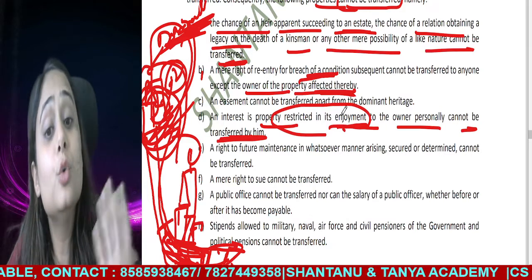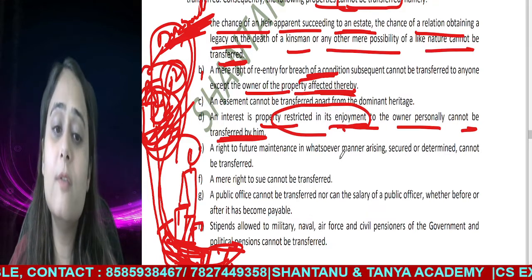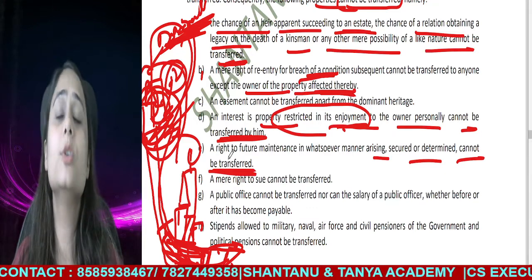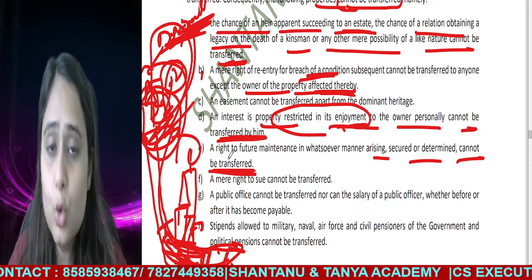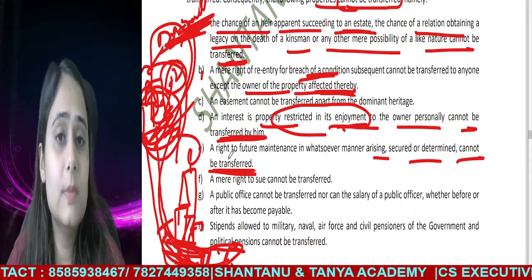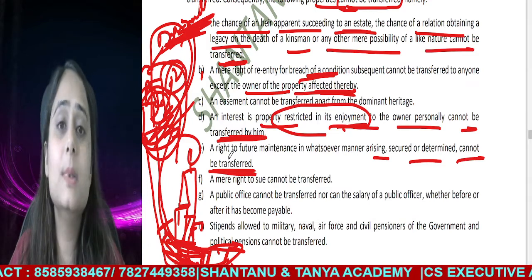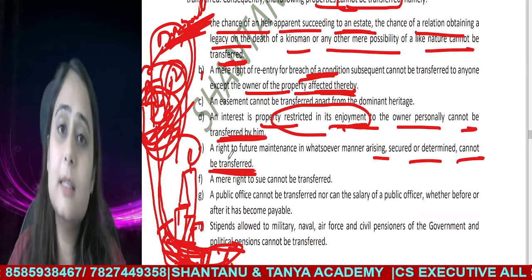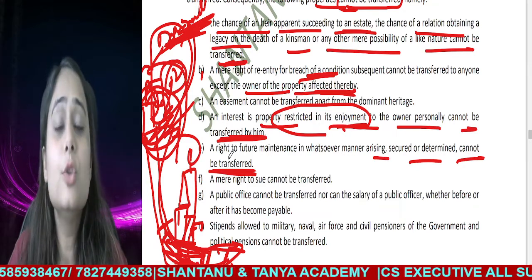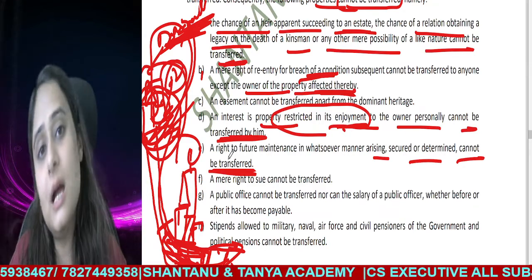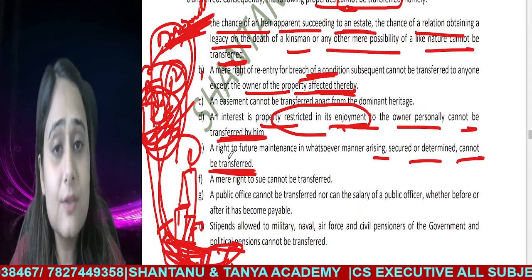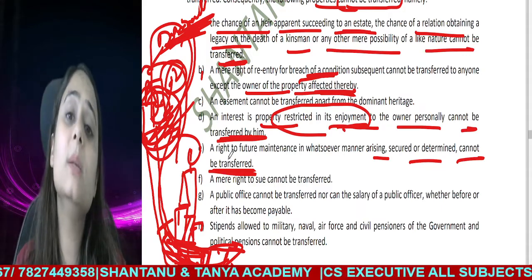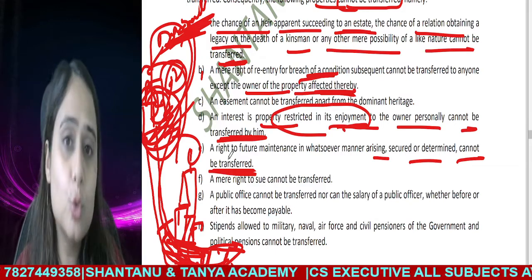A right to future maintenance, in whatsoever manner arising, secured or determined, cannot be transferred. Suppose, through court, a particular person has been given the order to pay monthly maintenance to his wife, right? So this has been assigned to the husband, and he cannot transfer his obligation to give future maintenance to anybody else. He cannot do so.